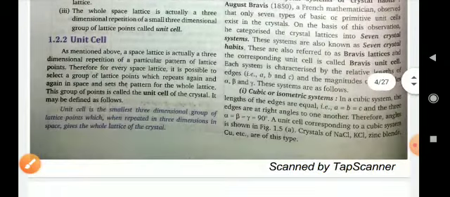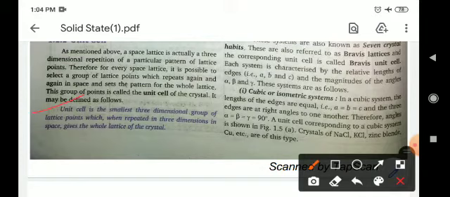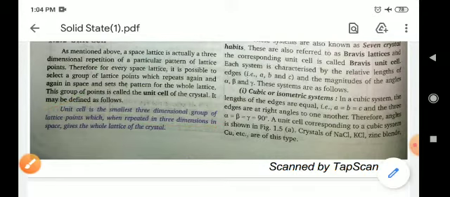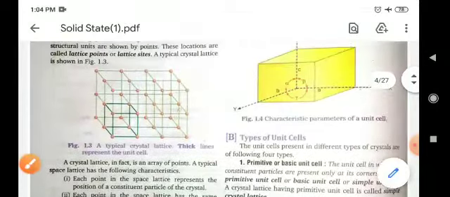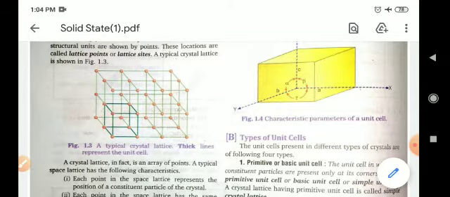The definition of unit cell is the smallest three-dimensional group of lattice points which, when repeated in three dimensions in space, gives the whole lattice of the crystal. It means it is a single unit of a three-dimensional network of a crystalline solid, known as the unit cell.